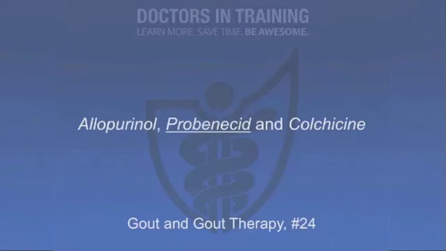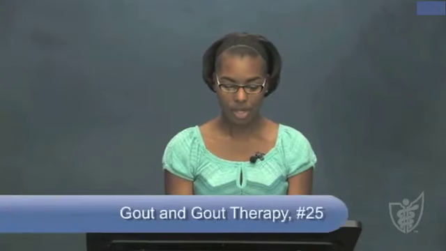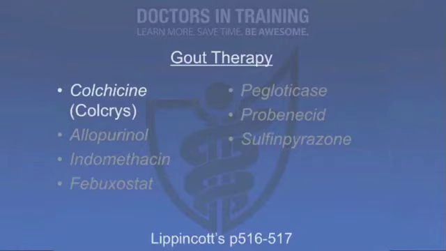Some of the medicines that we use to prevent gout occurrence: one is allopurinol, number 2 is probenecid, and actually colchicine can also be used for prophylaxis as well as treating acute gout. And we'll first start our discussion of gout drugs by talking about colchicine.